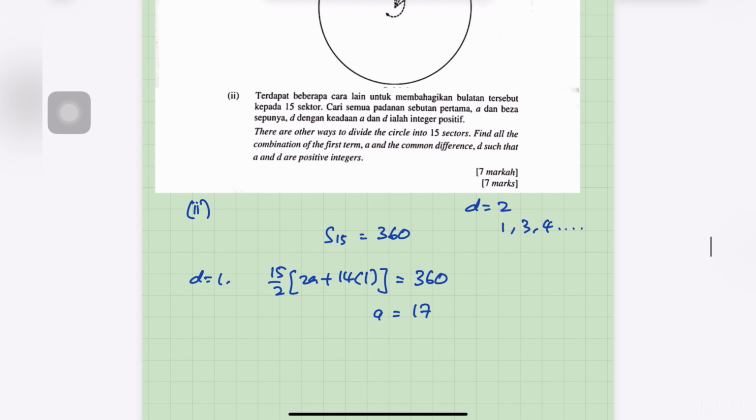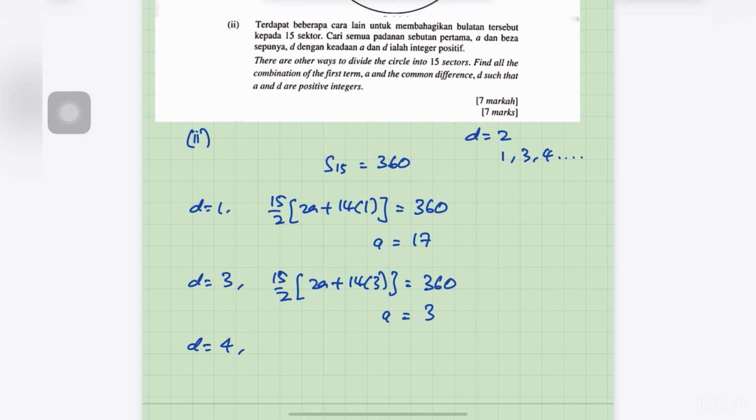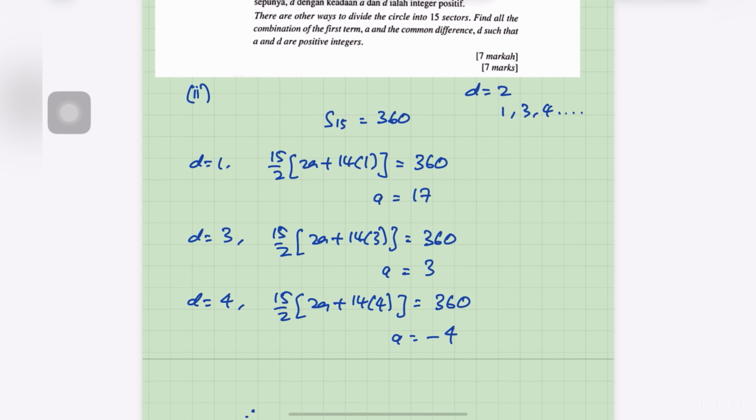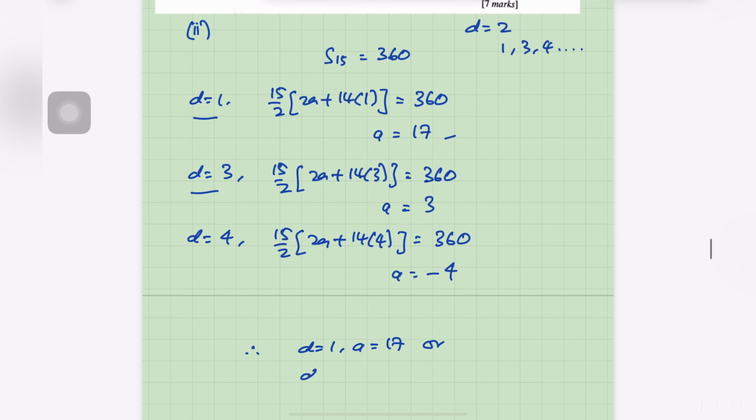For d equals 2 we do not need to, as we know already. So for d equals 3: 15 over 2 (2a plus 14 times 3) equals 360. Then a equals 3. When d equals 4: 15 over 2 (2a plus 14 times 4) equals 360, and we get a equals negative 4. Negative 4 is not allowed because this is an angle, and an angle cannot be negative. So the pairs are d equals 1, a equals 17, or d equals 3, a equals 3.